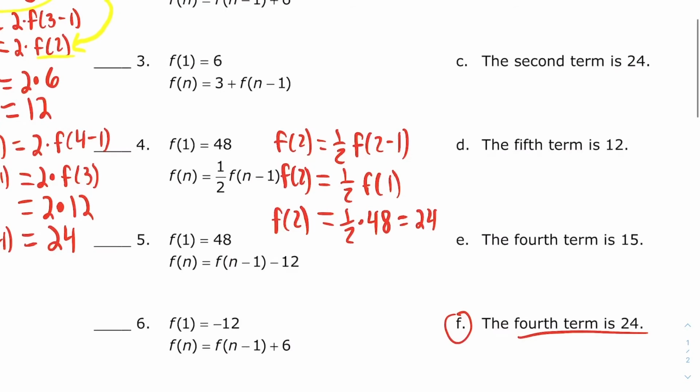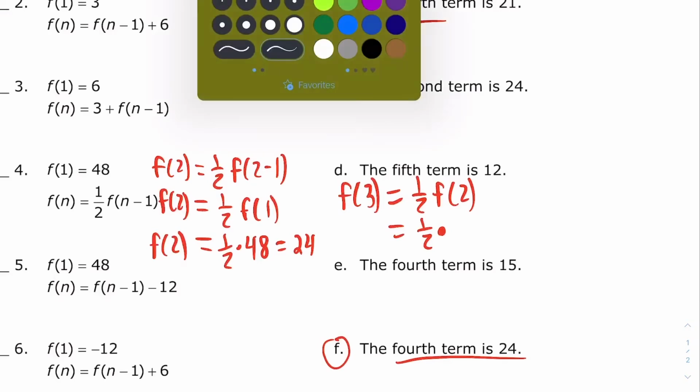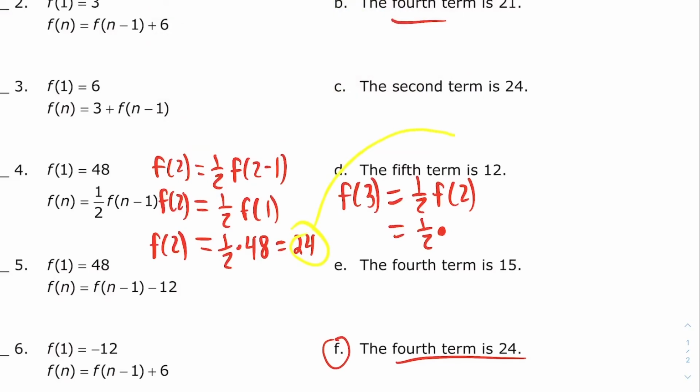Now we need to find f3. f3 is going to be equal to 1/2 of f2. I skipped the step of subtracting the 3 minus 1 because we already know that f2 is the one that comes before f3. 1/2 of whatever f2's answer was. f2, the answer was 24, so we're going to substitute that in. We're doing 1/2 of 24 to get f3, and that's going to give us 12.